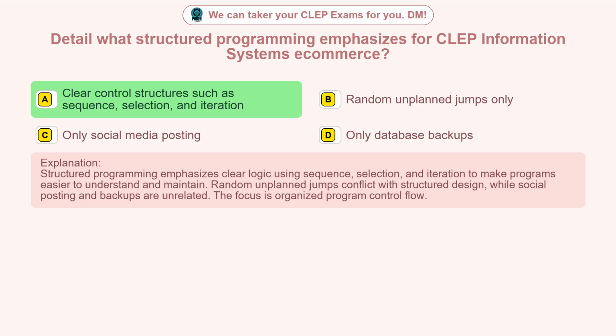Structured programming emphasizes clear logic using sequence, selection, and iteration to make programs easier to understand and maintain. Random unplanned jumps conflict with structured design, while social posting and backups are unrelated. The focus is organized program control flow.